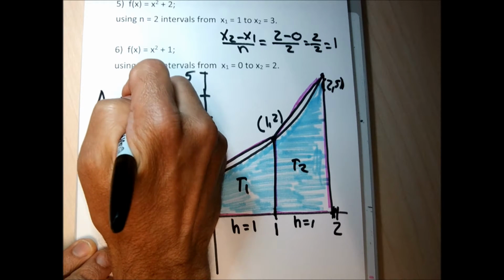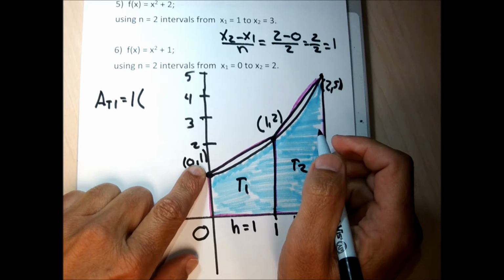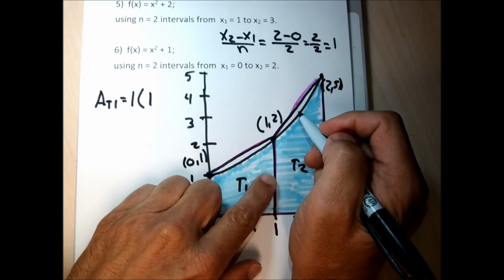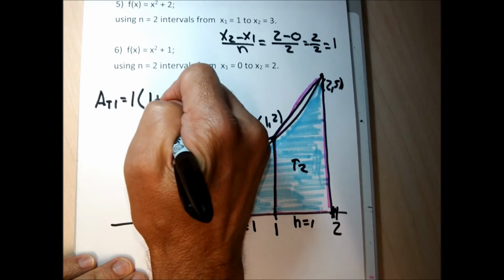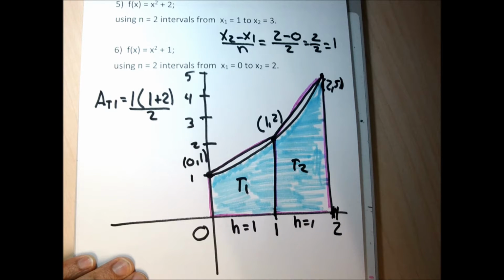So the area of trapezoid 1 is the height, and then base 1 is the y-coordinate of that point, which is 1. Base 2 is the y-coordinate of the right edge of that trapezoid, which is 2. Divided by 2, because it's the height times base 1 plus base 2, over 2.